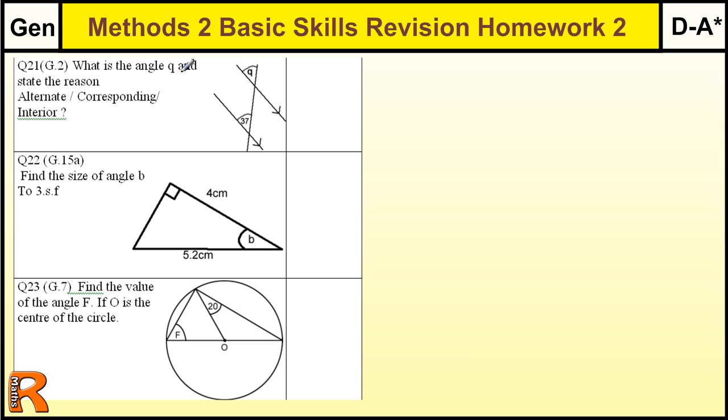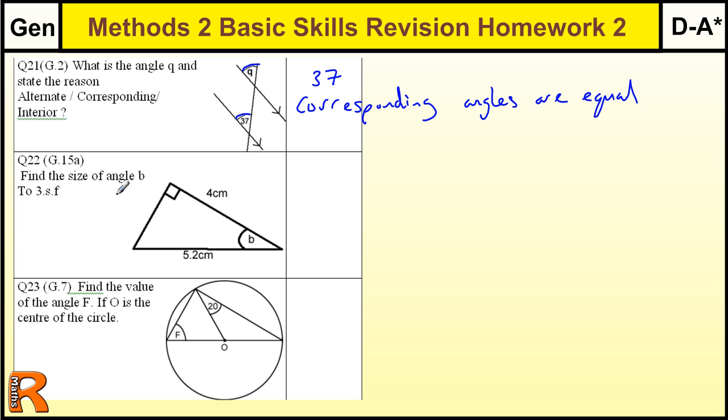Question 21, a very basic question. You probably know the answer is 37 because they look like they're the same. But on parallel lines with a line cross, these two angles are what's called corresponding angles. And quite often you're asked to explain why your answer is what it is. So corresponding angles are equal. And you've got to know those terms: alternate, corresponding, interior.